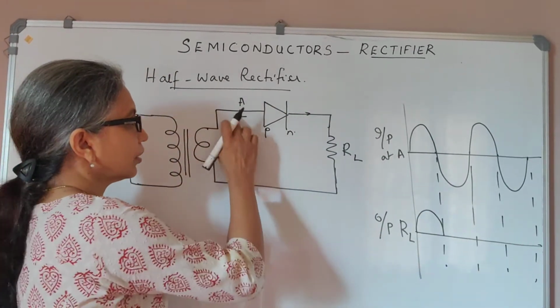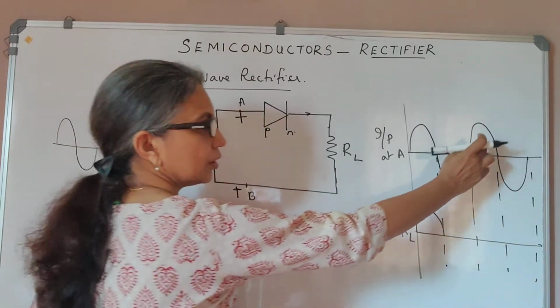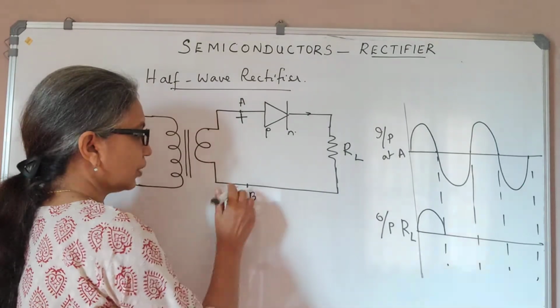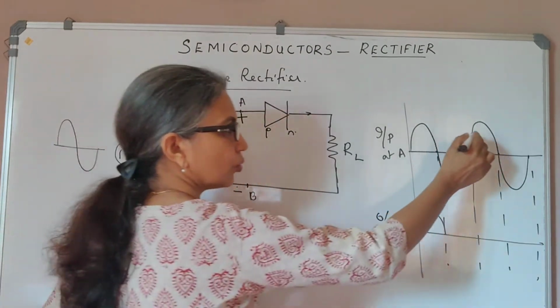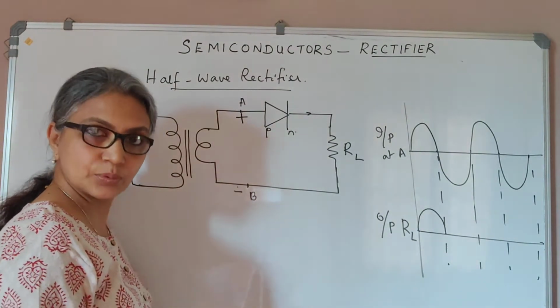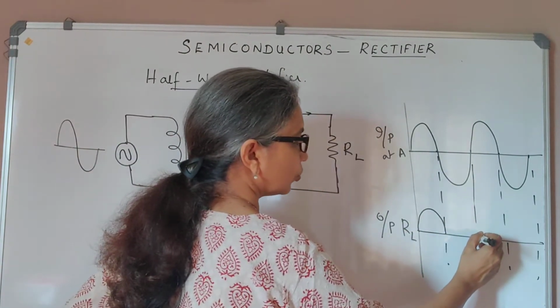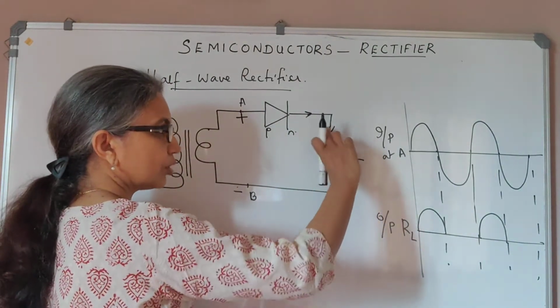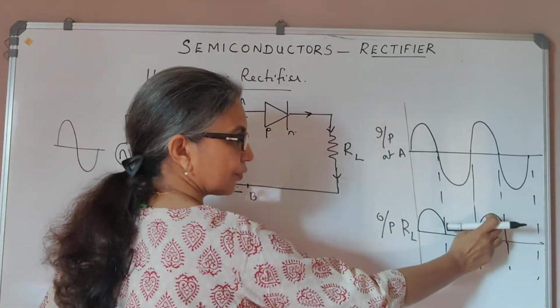In the next cycle, you see this end A is going to become positive. So end A is positive, then end B becomes negative. So when end A becomes positive, you know the diode is forward biased, it will conduct current, and there is a current, and therefore you will have a voltage across this RL, and that's what we've drawn here.